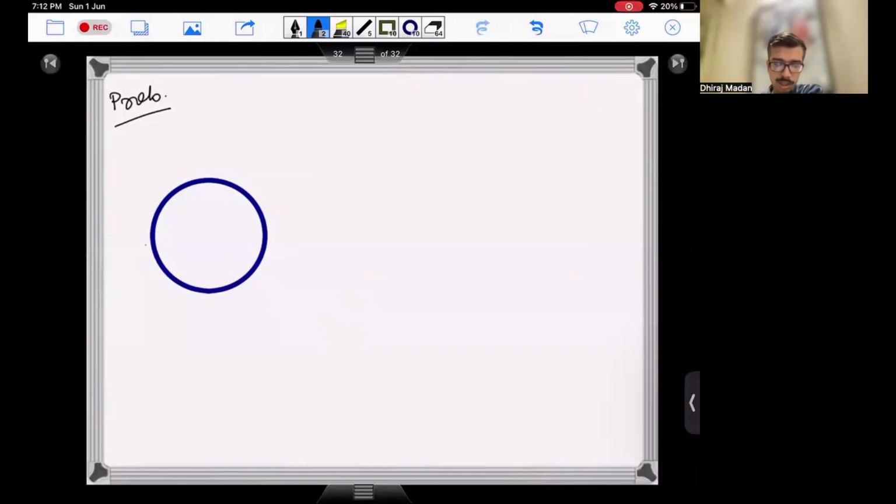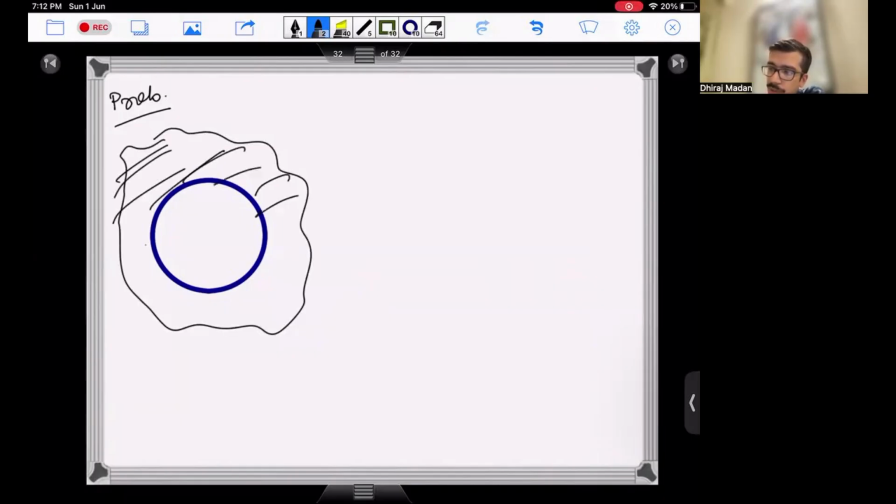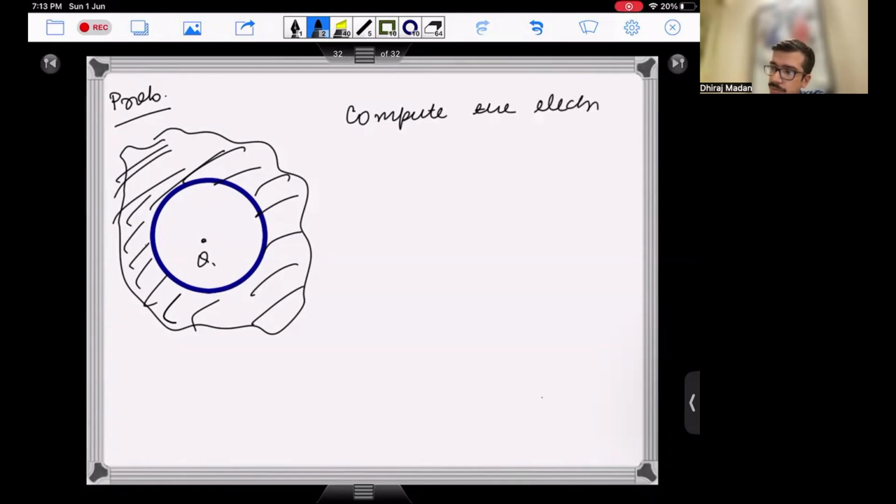So let's look at another problem. Now we have another cavity wherein the inner surface of the cavity is spherical and the outer surface is some irregular shape. There is a point charge plus q at the center, and you need to compute the electric field at points within the cavity.